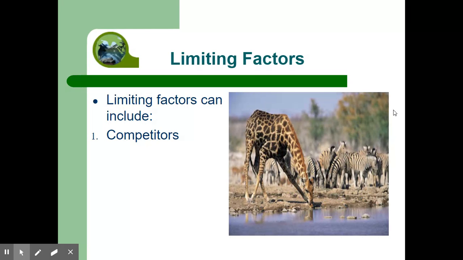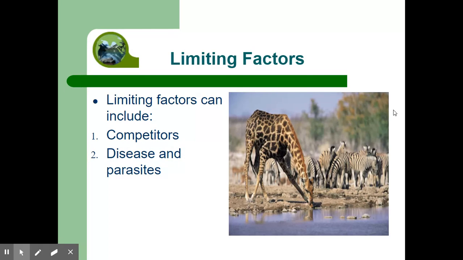So limiting factors can include competitors, so competing for food. If there's another animal that also eats the same thing as a mouse, they are competing for that resource. One of them is going to win and get the food, and one is not going to get the food and will probably starve to death, and that's when they would die. So that is a limiting factor, competitors. Diseases and parasites. Animals can also get diseases and parasites. This limits the growth of a population, because if a mouse got a disease or a parasite, it would pass away.